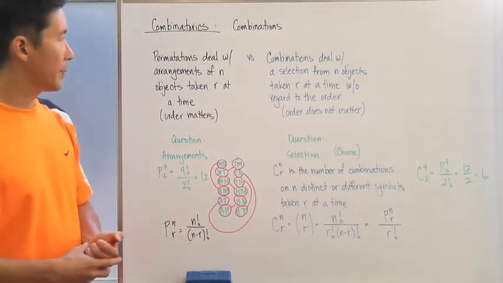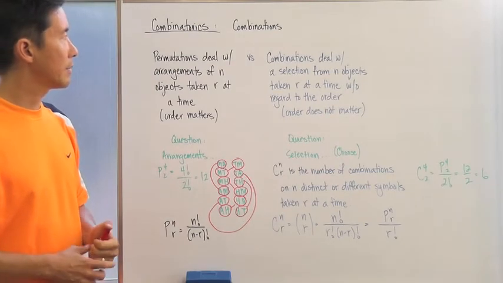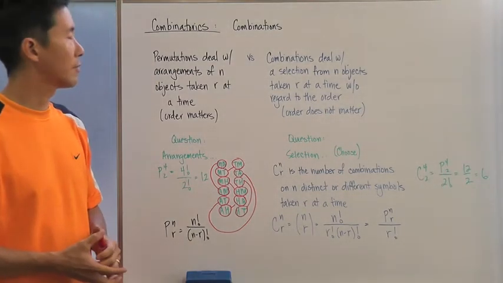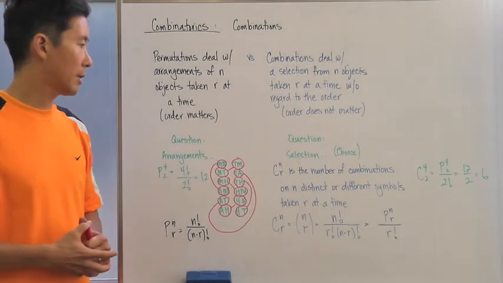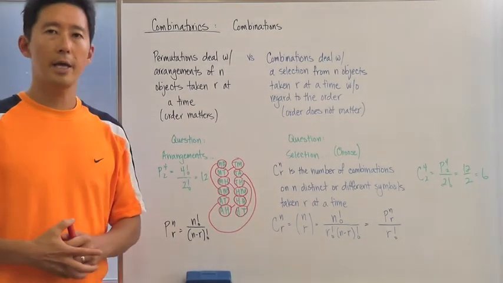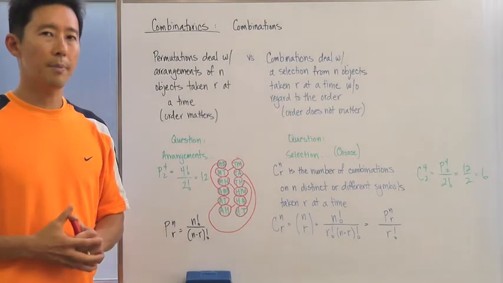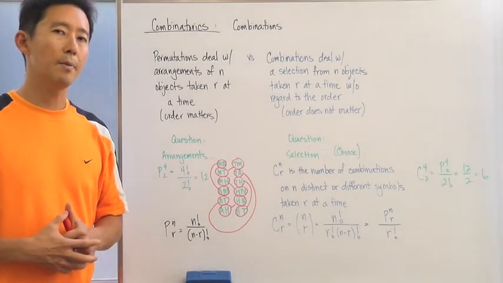Okay, so there you go. That's our last principle for combinatorics, which is combinations. We'll take a look at some of those problems more in depth in class the next time that we meet.